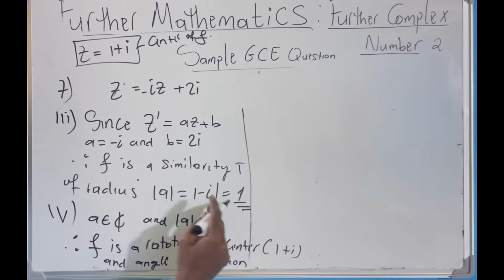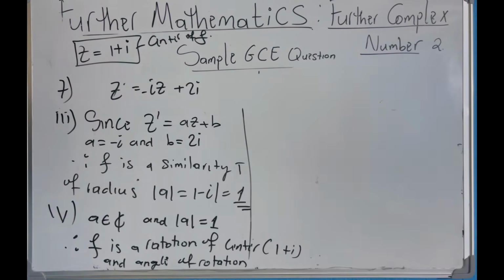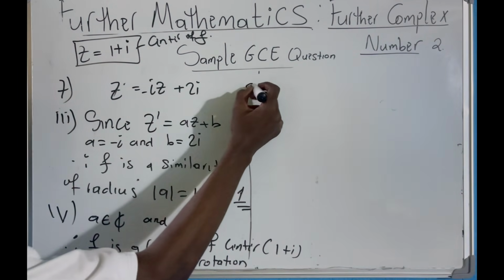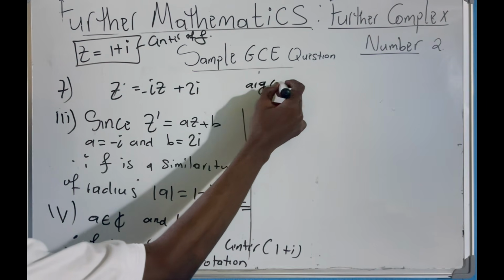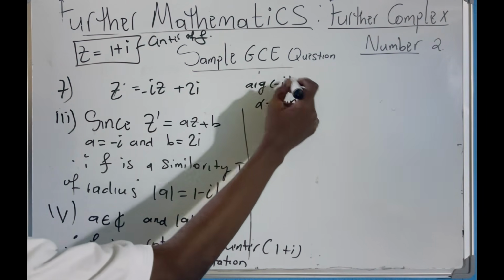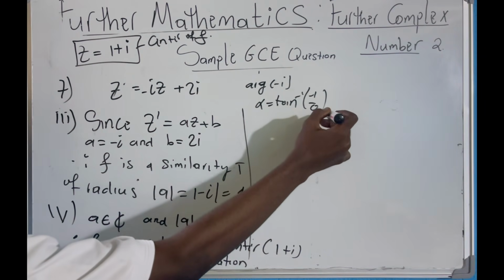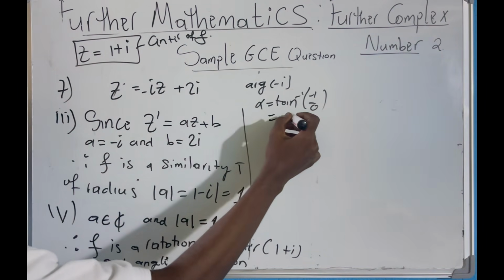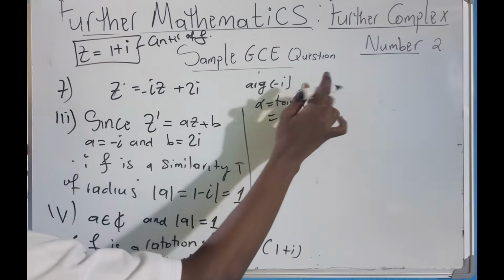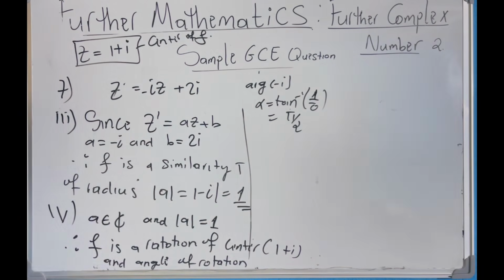Now the angle of rotation here: the argument of negative i, you should know it's quite easy. The argument of negative i is alpha equals tan inverse of negative 1 over 0. And we all know that 1 over 0 is infinity, and tan inverse of infinity is pi over 2. Now, we don't put the negative for alpha.